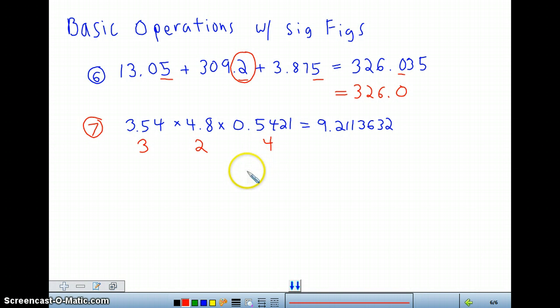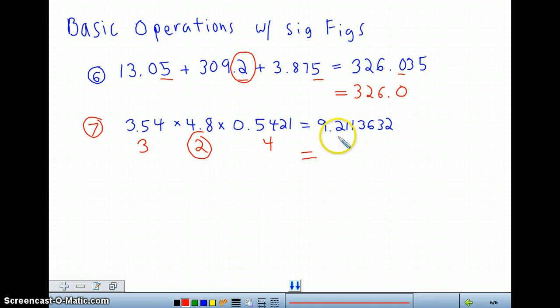Step 2 is after you have identified the total number of sig figs in each of the numbers you're going to multiply or divide, you now identify the smallest one of all of them. So out of the 3, the 2, and the 4, obviously the 2 is the smallest one. What that means is our answer is not allowed to have more than 2 significant values. Therefore, we must round to 2 significant values only.